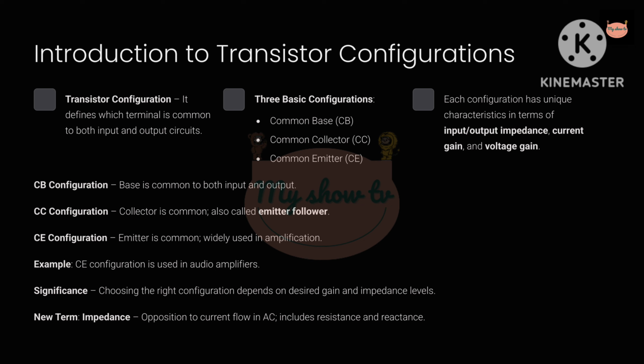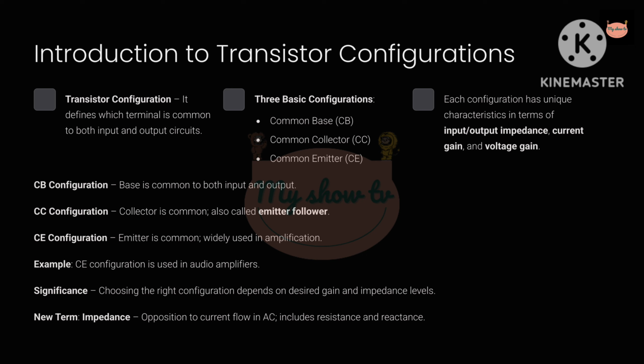In electronics, a transistor configuration defines which terminal of the transistor is common to both the input and output circuits. There are three basic configurations based on this idea. Common base, CB. Common collector, CC. Common emitter, CE. Each of these has a different arrangement of input and output terminals. Because of this, their behavior in terms of current gain, voltage gain, input impedance, and output impedance also changes.